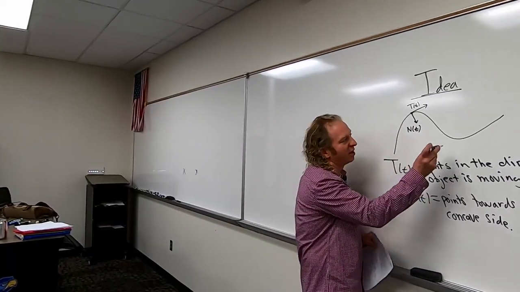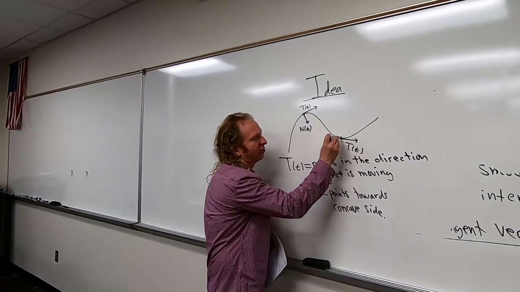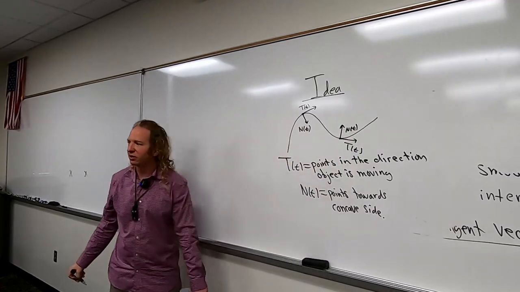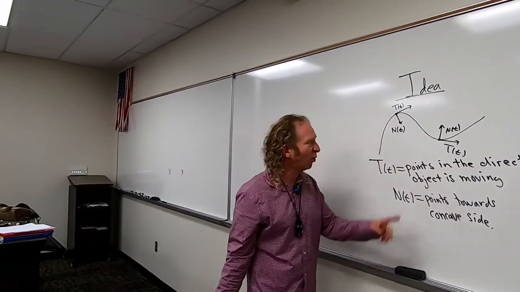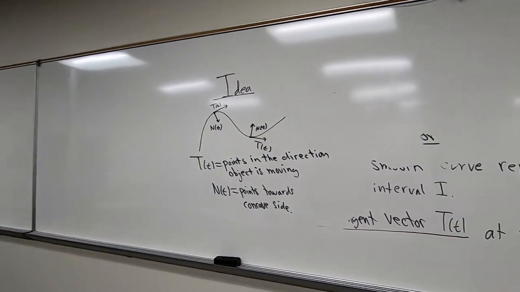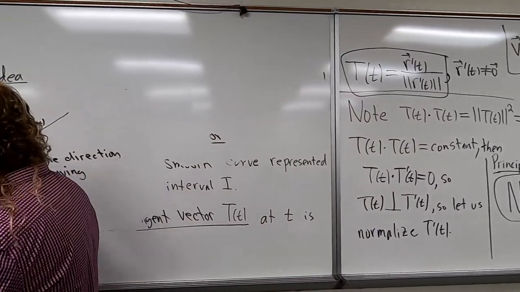It says that in my notes. So if you have it like this, it'll do that. So it points towards the concave side. It's kind of cool. We're going to spend more time on this in the next section. We're going to talk about how sharp a curve bends and stuff like that. That's really cool. Talk about curvature. It's the next section, so it builds on this.